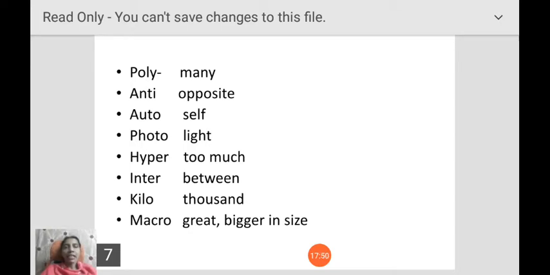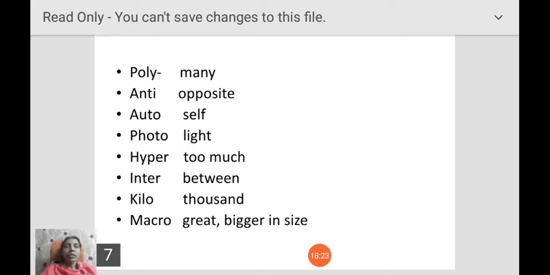Then antiseptic was the word. Anti means opposite. Septic, I think you know, is some kind of infection that happens when a foreign particle enters our body or when you get wounded. To avoid that septicness, you use something that works as the opposite of it. That's why it is called anti, opposite to something.